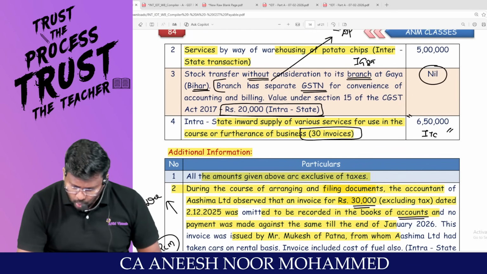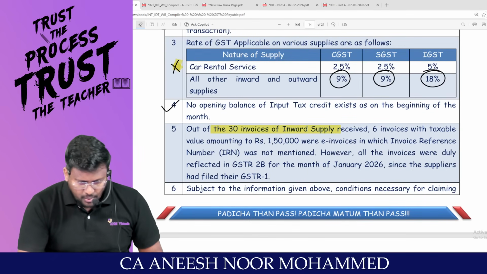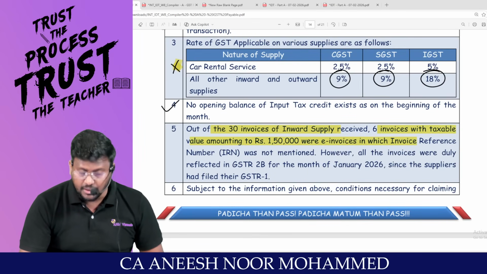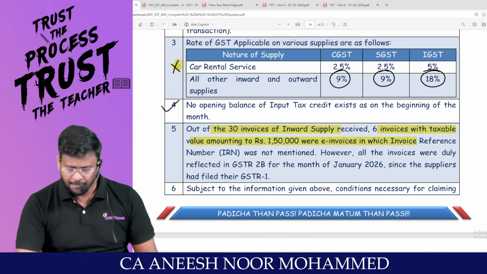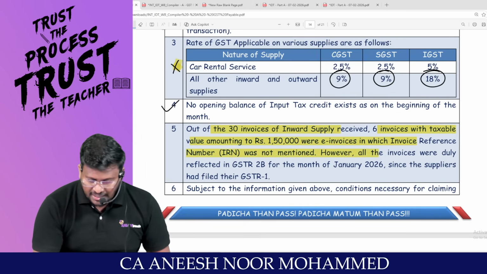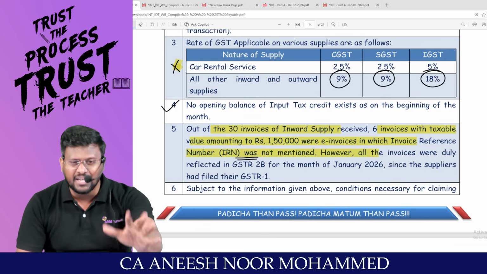What are they talking about? They are talking about this 30. Okay, sir. Point number 4, 30 invoices. 6 invoices with taxable value amounting to 1,50,000 were e-invoices. Have you heard about e-invoices? In which IRN was not mentioned. Sir, in an e-invoice, if IRN is not mentioned, it is not a valid invoice.